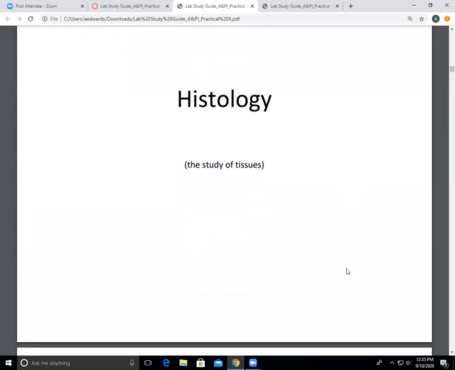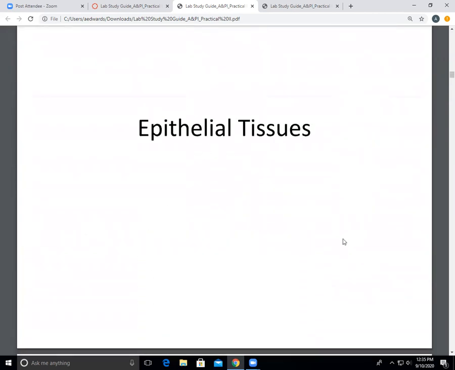Okay, let's get into histology, or the study of tissues. So let's start. You have four categories. Remember your big categories: epithelial tissue, connective tissue, muscle tissue, nervous tissue. Our plan today is to cover epithelial and connective tissue.